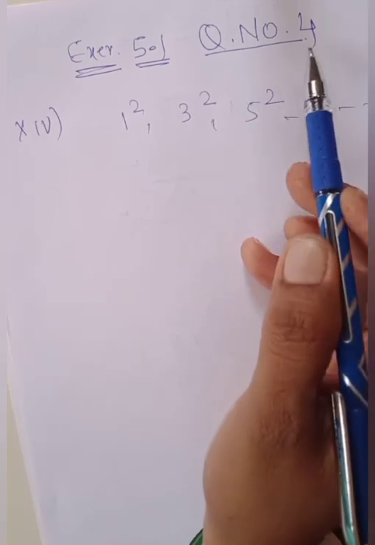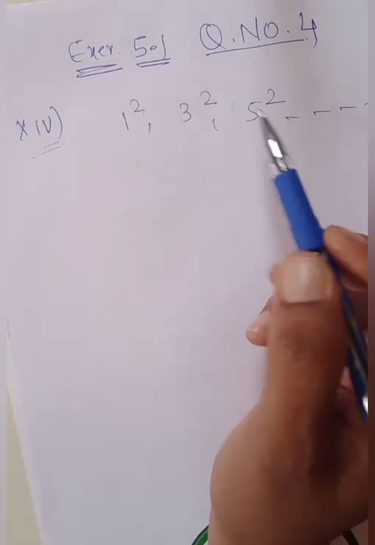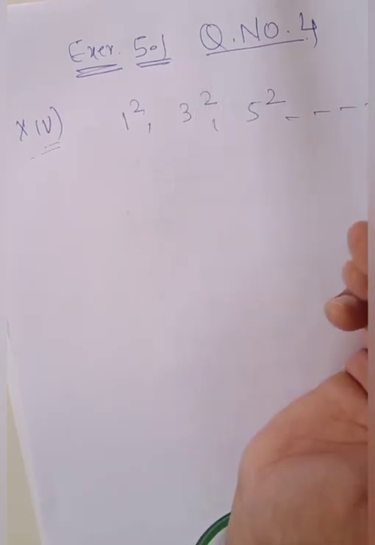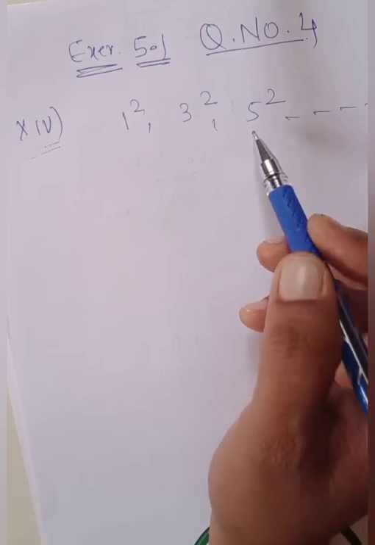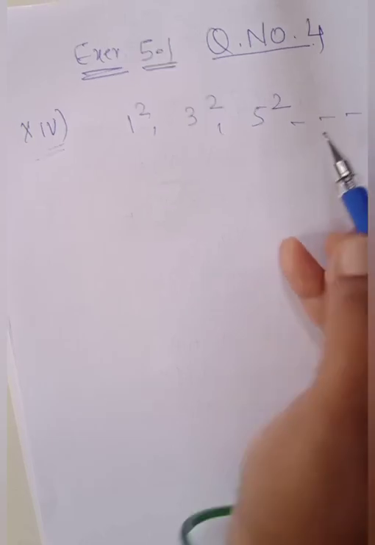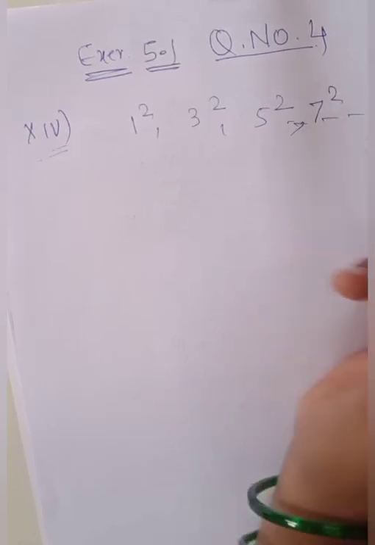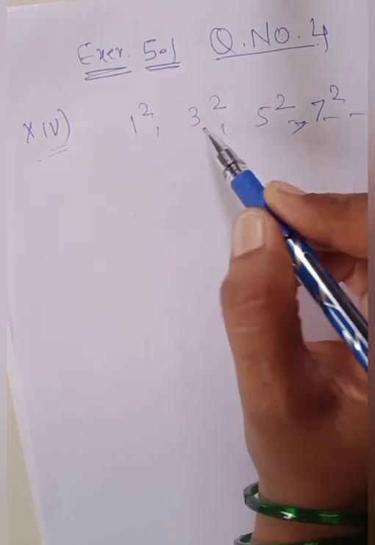Look at this question, the 14th question. Once again, it is an important question of exercise 5.1. Check whether this is an AP. If it is an AP, in that case, you find the common difference and further 3 more terms. Yes, so here it is 7 square also. First of all, we'll find the difference between the consecutive terms.